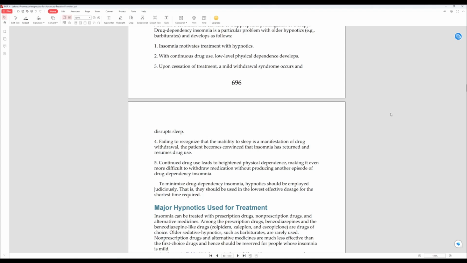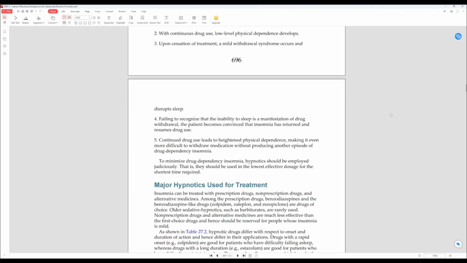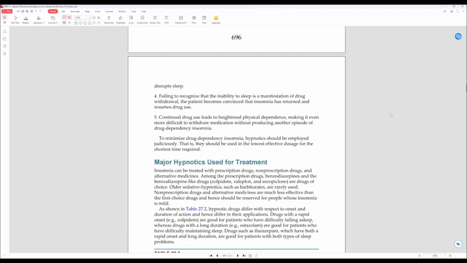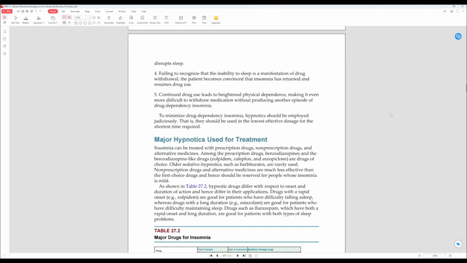Continued drug use leads to heightened physical dependence, making it even more difficult to withdraw the medicine in the future without producing another episode of drug dependency insomnia. So, to minimize drug dependency insomnia, hypnotics should be employed judiciously. That is, they should be used in the lowest effective dosage for the shortest time required.